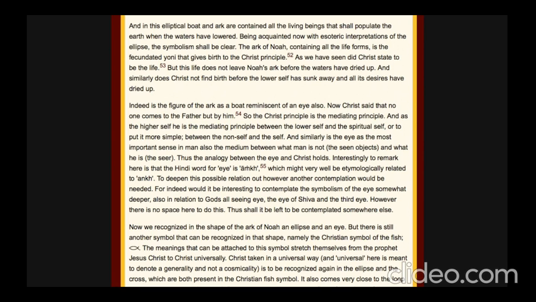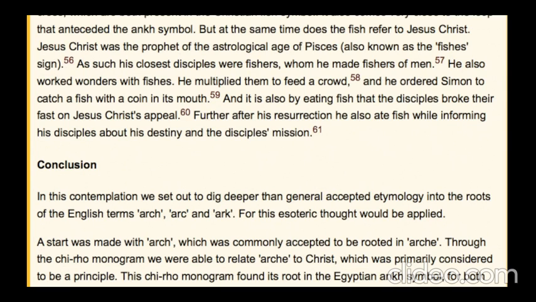Now we recognized in the shape of the Ark of Noah an ellipse and an eye, but there is still another symbol that can be recognized in that shape, namely the Christian symbol of the fish. The meanings that can be attached to this symbol stretch themselves from the prophet Jesus Christ to Christ universally. Christ taken in a universal way is to be recognized again in the ellipse and the cross, which are both present in the Christian fish symbol. It also comes very close to the loop that anteceded the ankh symbol, but at the same time the fish refers to Jesus Christ.